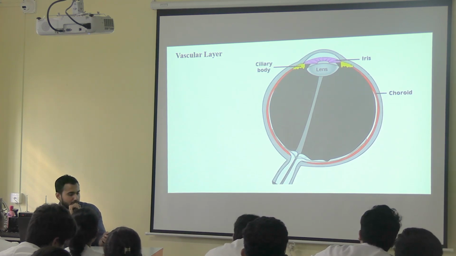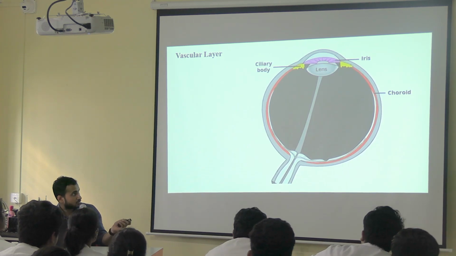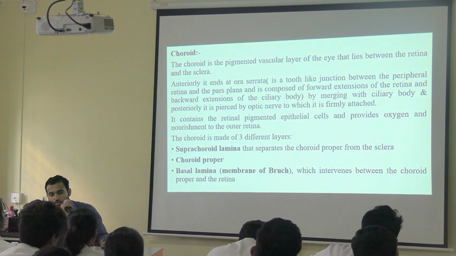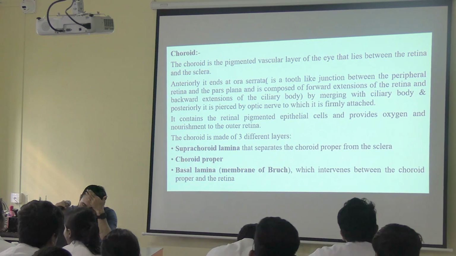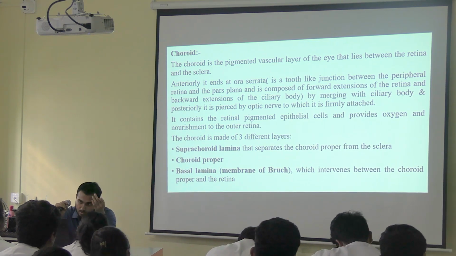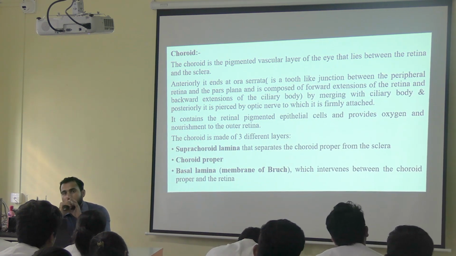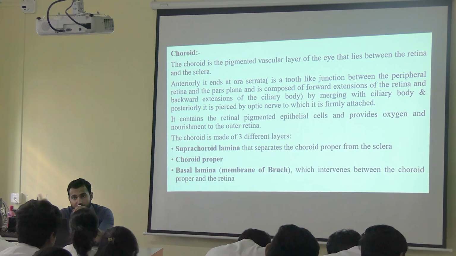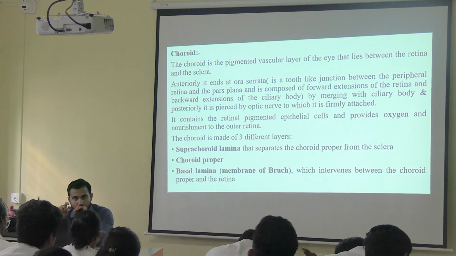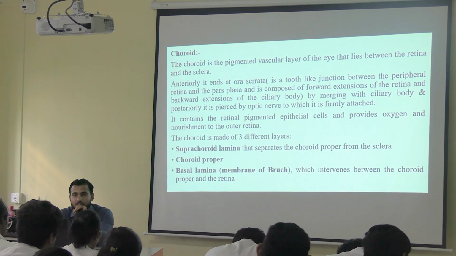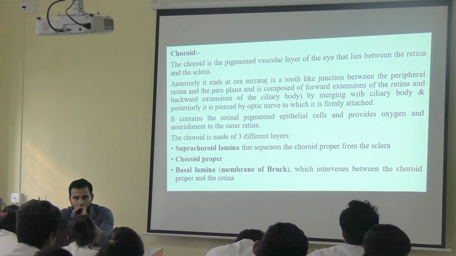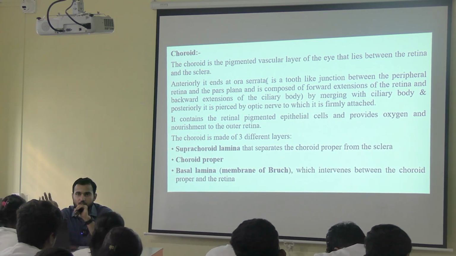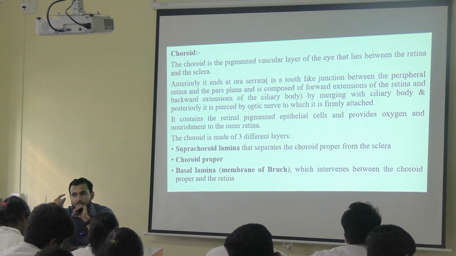Can you guess how many layers are there in the choroid? Okay, you are right. Three layers are there in the choroid. The choroid is a pigmented vascular layer of the eyeball, pigmented plus vascular. That means pigment cells are also there. Along with that, vascular means blood vessels are also there in the choroid. We have seen that in the cornea, blood vessels are not there, but in the choroid, blood vessels are present.